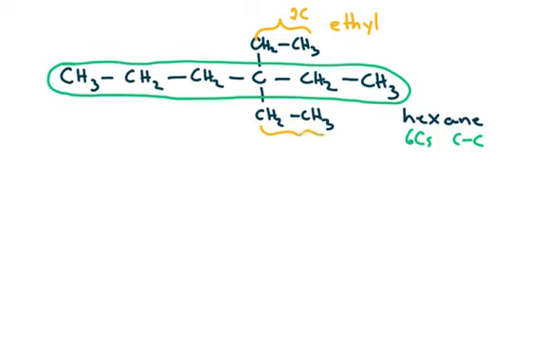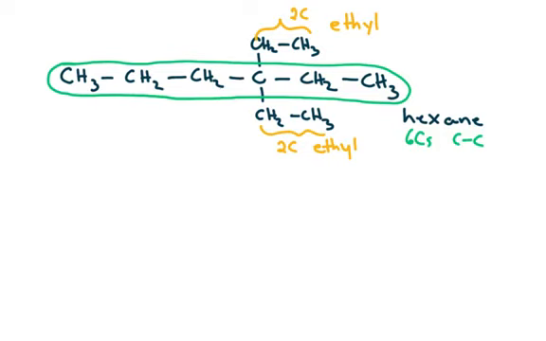I've got another one down here. This is also a 2-carbon side chain, so this is also an ethyl. It's not called a butyl because the 4 carbons are not bonded to one another. They're 2 separate side chains. One's up and one's down. So I've got 2 side chains that are the same, and then my hexane.